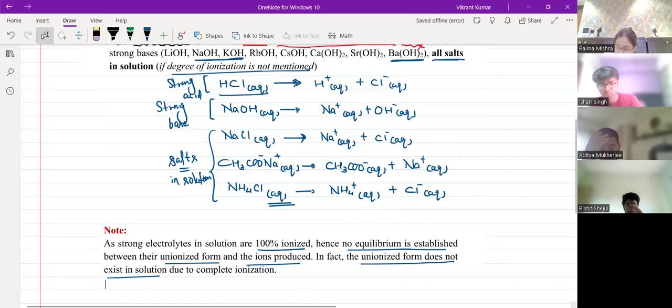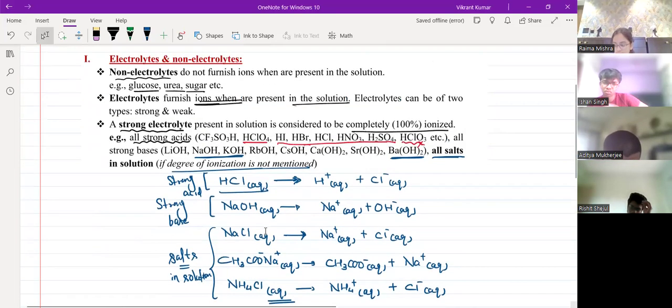Now we are moving to weak electrolyte. This chapter is mainly about weak electrolytes. What kind of electrolytes will be weak? Anything which is not strong, है ना? सिंपल सी कहानी है. तो जो ऊपर मैंने लिस्ट बताई है वो अगर याद है तो उसके अलावा जो बच गया वो सारा का सारा वीक है.